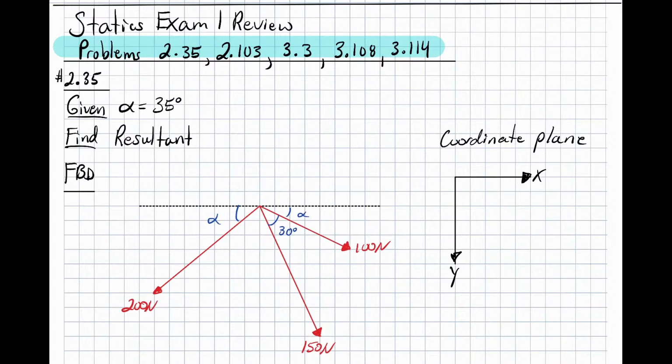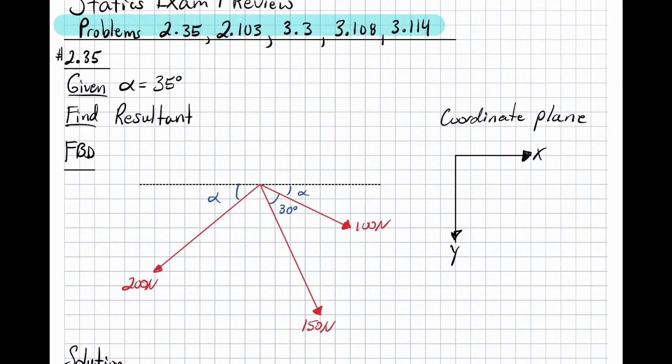Alright, so to start it off, we're going to start at problem 2.35. We are given that alpha is equal to 35 degrees, and they ask us to find the resultant. So we go to the free body diagram. This is going to be like a hook hanging from a ceiling with 3 different cables, ropes, or anything tied to it. And so we need to find the resultant of those 3 forces.